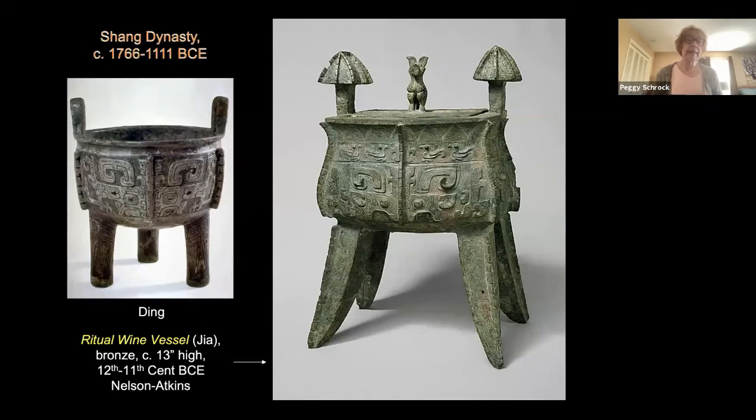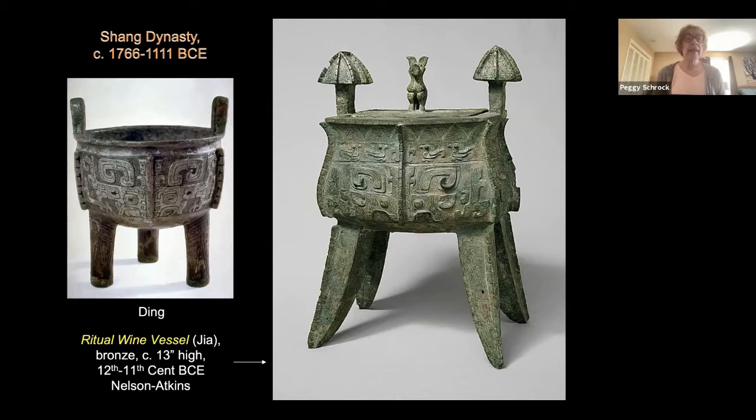And what developed is the role of these vessels in those ceremonies, and how the vessels themselves became symbols of your right to rule and symbols of your legitimacy as a ruler. This vessel on the right is in the Nelson Gallery. It's really quite beautiful. The one on the left is not. It's a very beautiful ding.